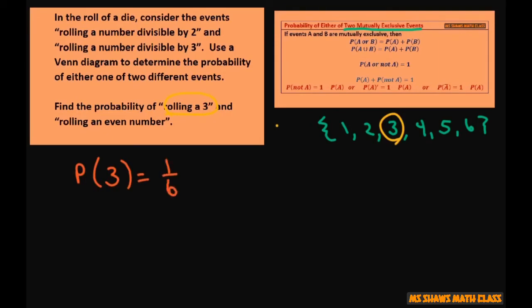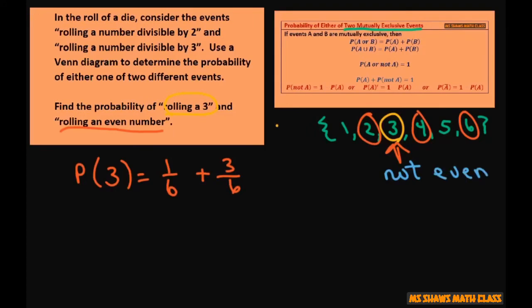The probability of an even number is 1, 2, 3, so that's going to be plus 3 out of 6. Now, in that case, we don't have to subtract anything out. These are exclusive because 3 is not an even number, so they don't share anything. So we don't have to do that subtraction like we did before. The answer here would be 4/6, which equals 2/3 when you simplify.